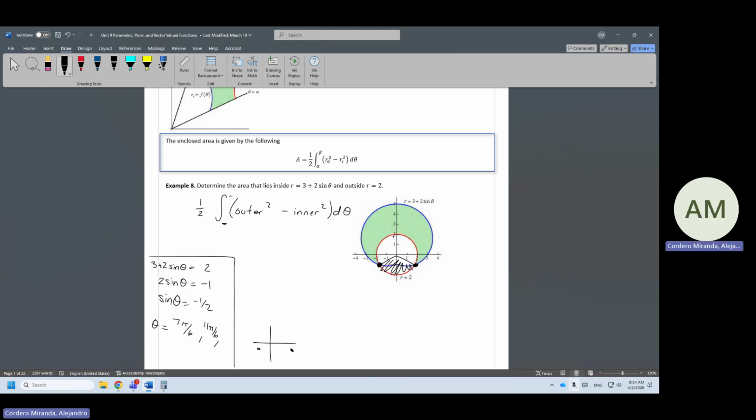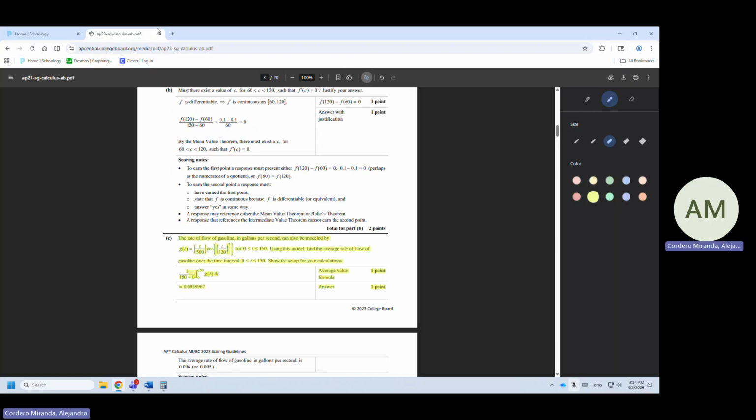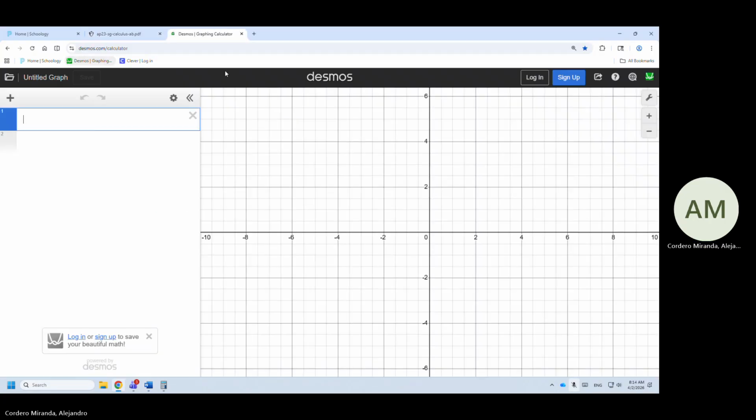I guess that would work. Let me check if that would work. I don't see why it wouldn't work. Integral from 11 pi over 6 to 19 pi over 6.